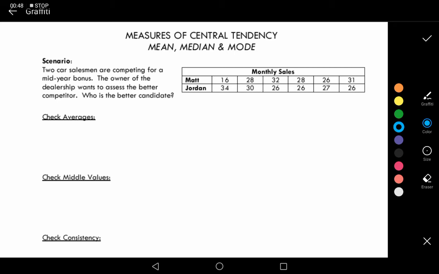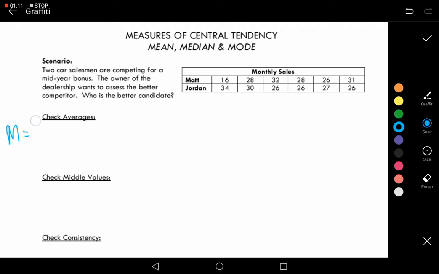You can see in this chart we have Matt and Jordan, and we can see how many sales they've made over the month. In order to find an average, you should know this, but what we need to do is add up all of the monthly sales and divide by the amount of monthly sales there are. We're going to start with Matt.